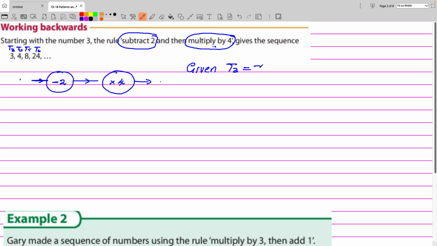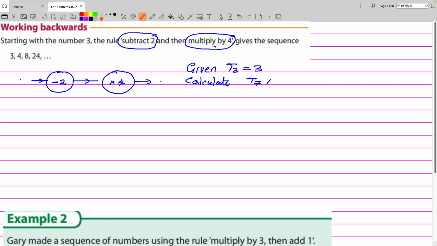So what's the rule? So starting with the number 3, which is a bit dodgy because there is no start or there may be no finish to sequences sometimes. So need to be careful about that. The rule is subtract 2 and then multiply by 4. So you've got 2 rules in a specific order.